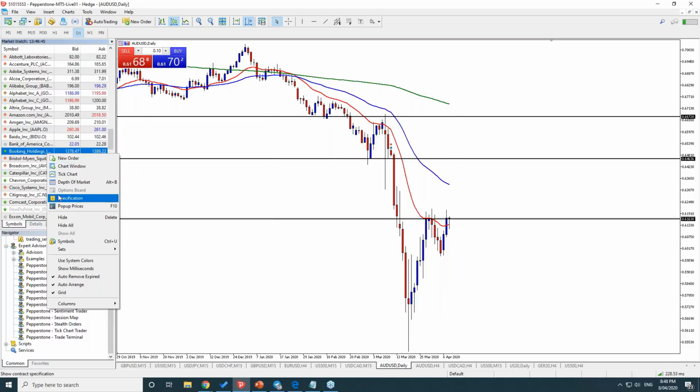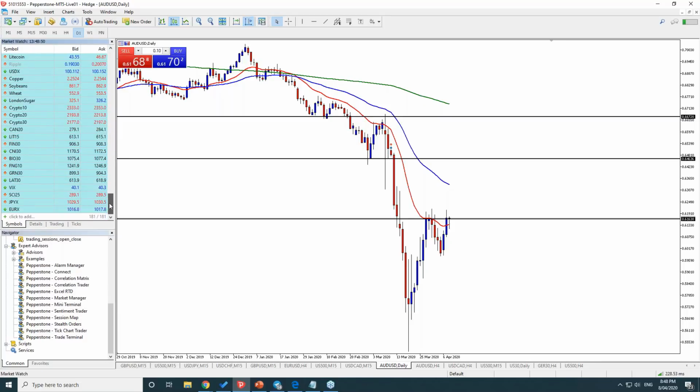And another little top tip, right click, show all, left click. That will give you access to everything that Pepperstone offers in the platform, okay? So the Market Watch, right click, left click, show all. Amazing, gives you access to everything that's in here.